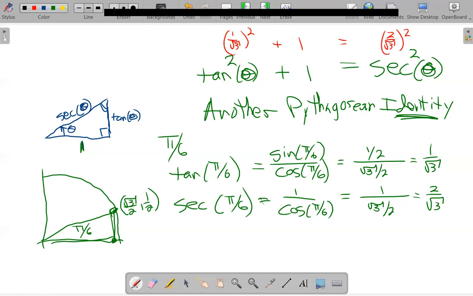Let's see, if I square 1, I get 1. If I square the square root, I get 3. And then I have to add 1 to that. 1 would be 3/3, so 3 plus 1, this is 4/3 on the left. On the right side, I square 2 and I get 4. I square the square root and I get 3. And I can see, hey, they are equal. Yay. Got it. All right, moving along.